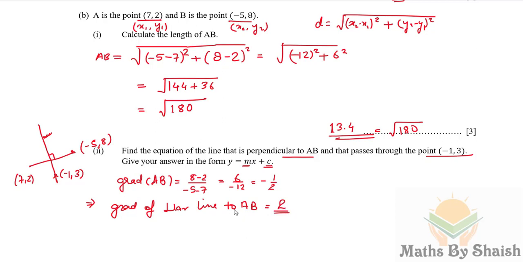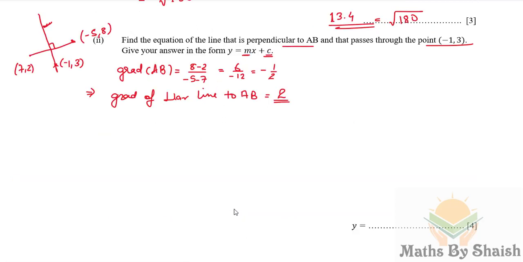So we got the gradient of the line. Now once we have the gradient, then we can write our equation of line in this form, and this is actually m. So y becomes 2x plus c.